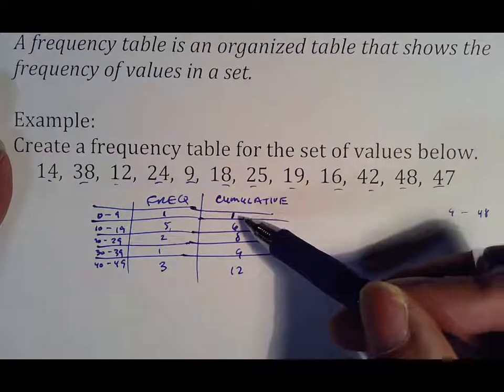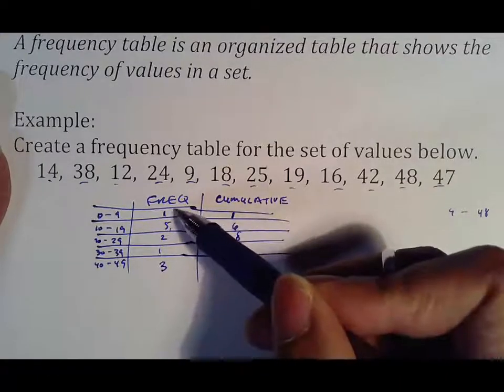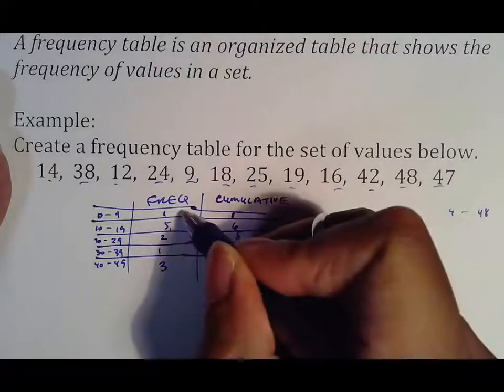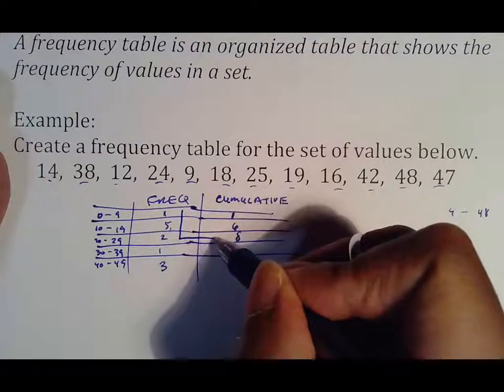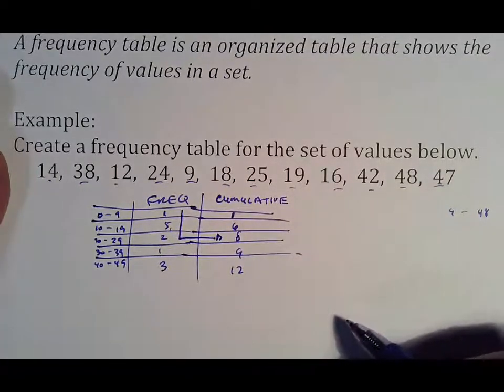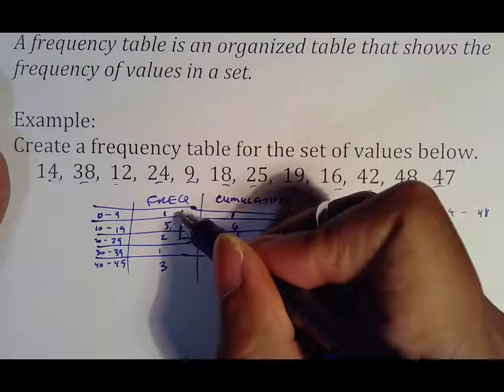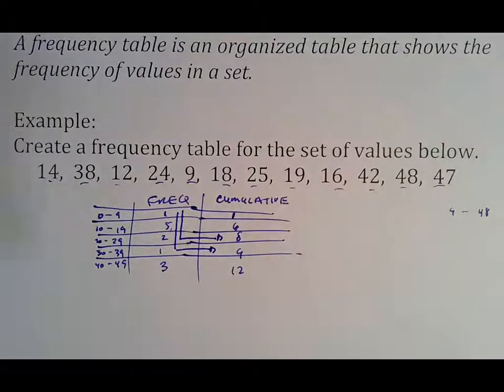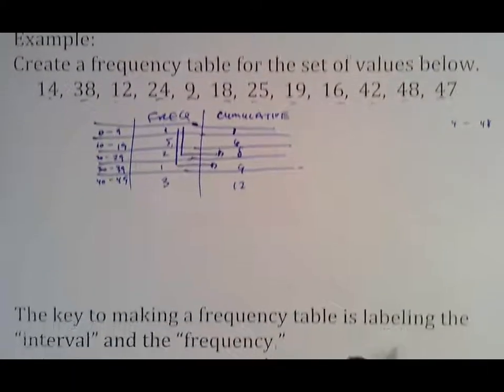So cumulative just means that this number represents the addition of everything there. The 8 is because 1 plus 5 plus 2 makes 8. The 9 is because 1 plus 5 plus 2 plus 1 equals 9. So when you see cumulative frequency, that's what it's asking you for. Just make sure you ask if you have any issues, but that's pretty much it.